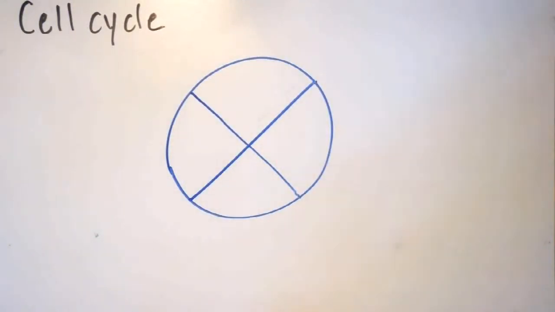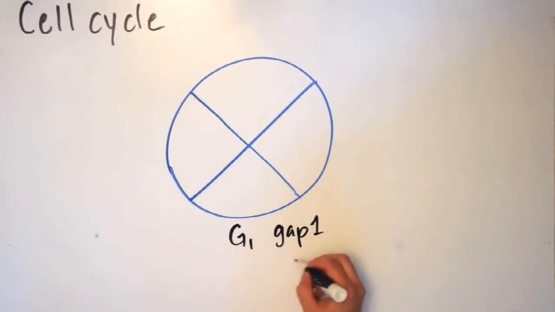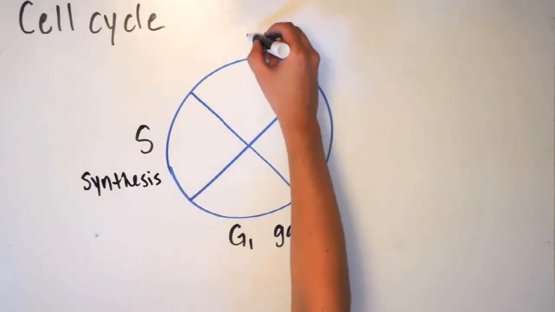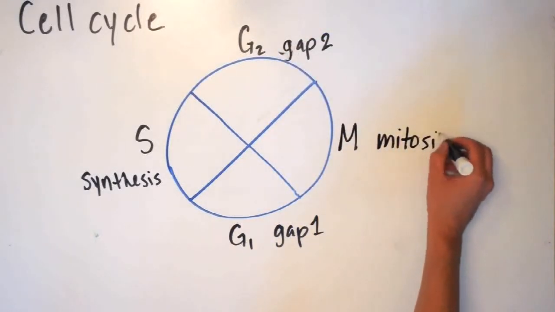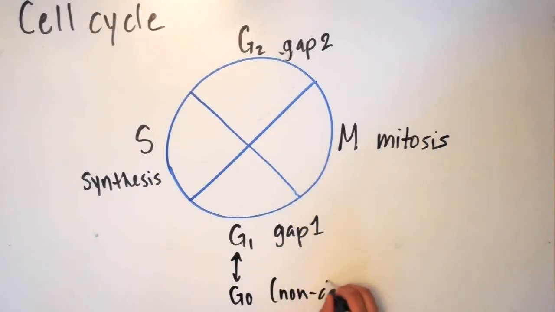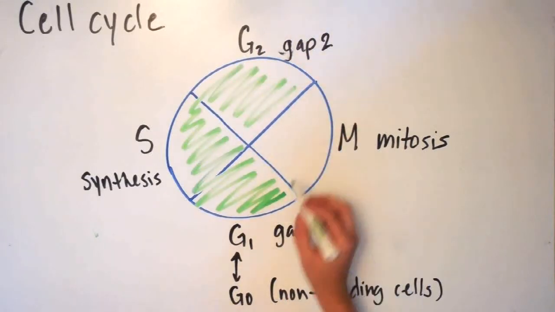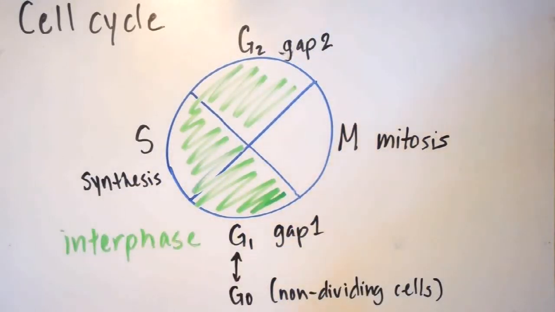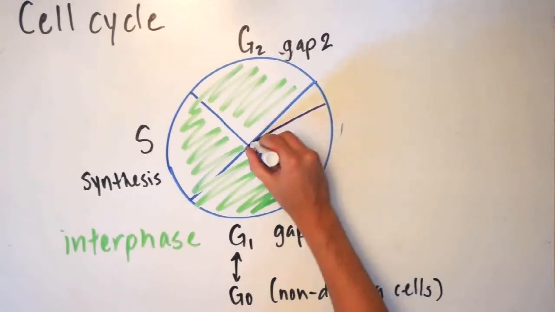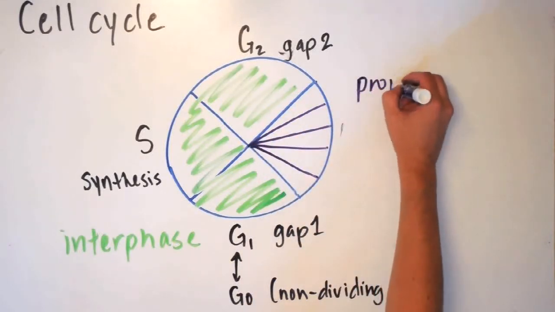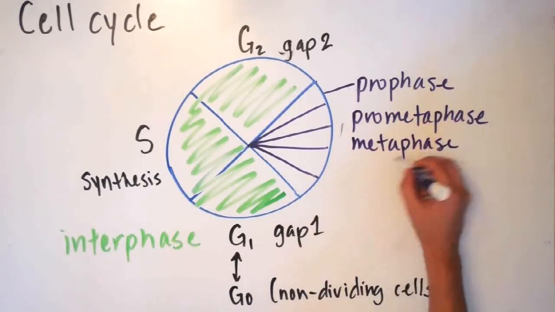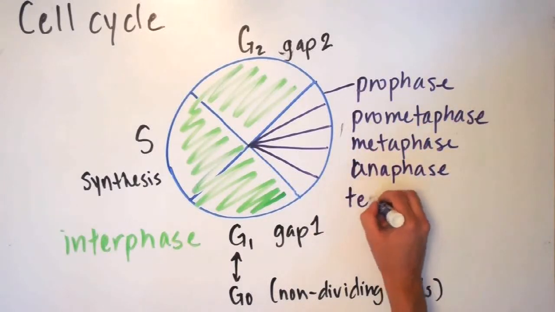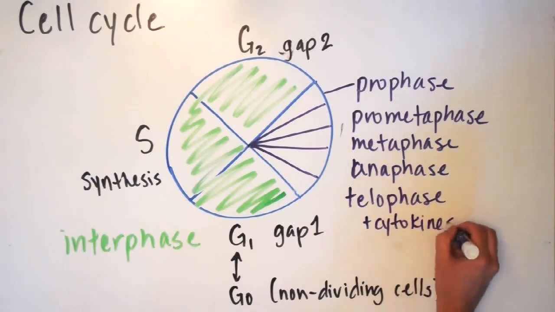The cell cycle is composed of four main stages, including G1 for gap1, S for synthesis, G2 for gap2, and M for mitosis. Non-dividing cells reside in G0 and can transition to or from G1. G1, S, and G2 are collectively known as interphase, which takes up the majority of the cell cycle. The stages of mitosis, which we will discuss later on in detail, are prophase, prometaphase, metaphase, anaphase, and telophase, including cytokinesis.